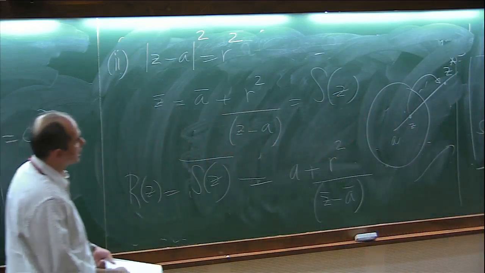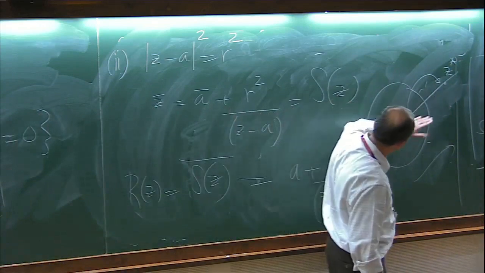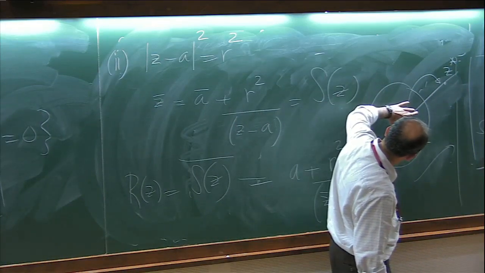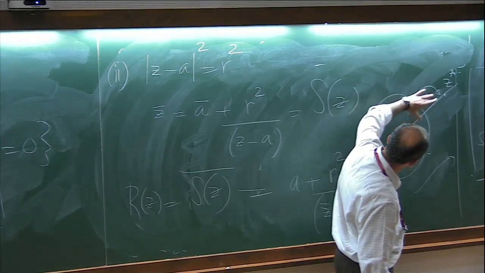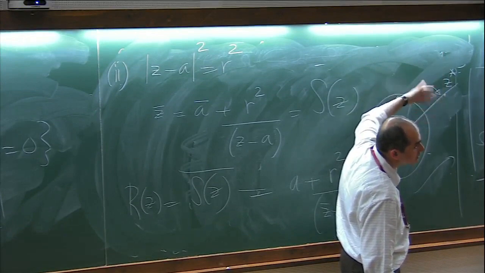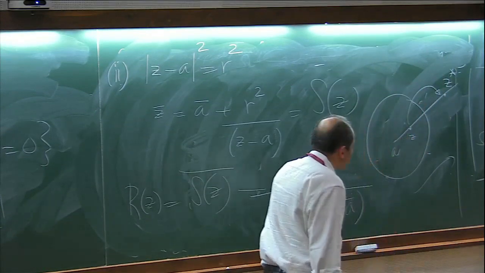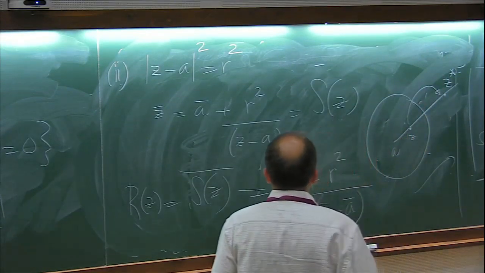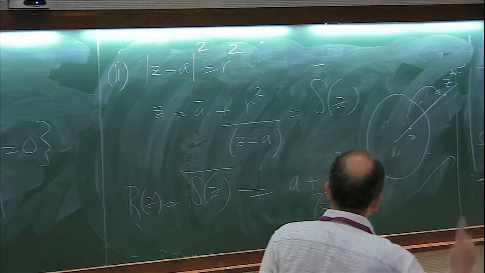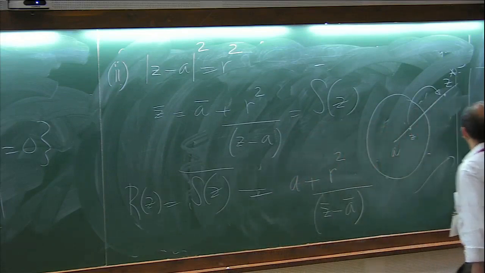And from school geometry, you will of course know that the product of the distances from the center, z minus a times z star minus a, is the square of the radius of the circle. So that's the inversion property which is encoded here. I'll give you one more example and then I'll stop.